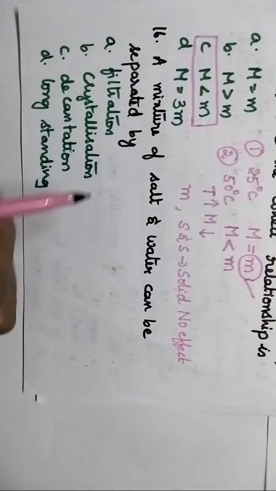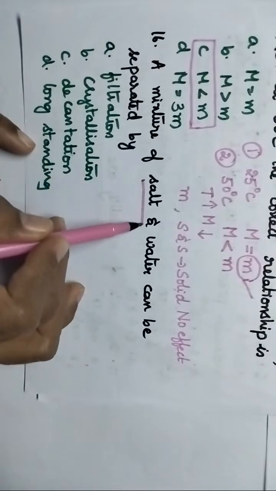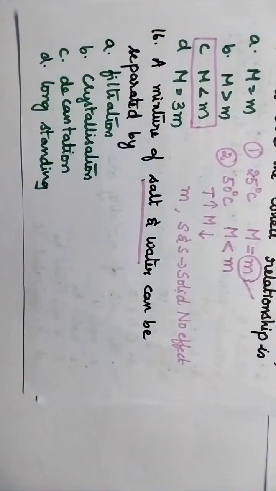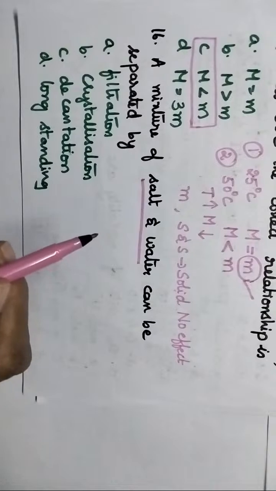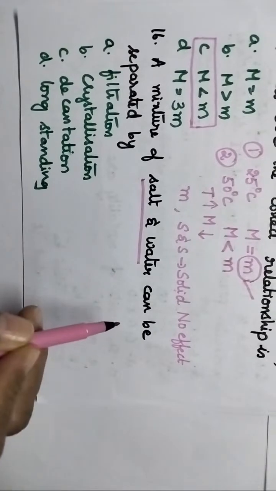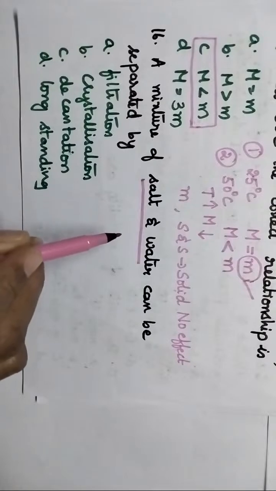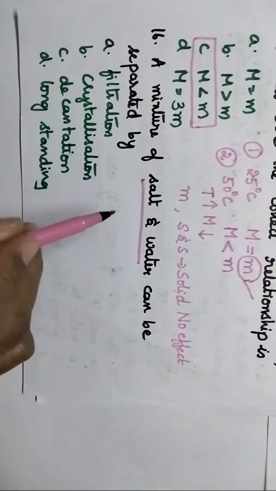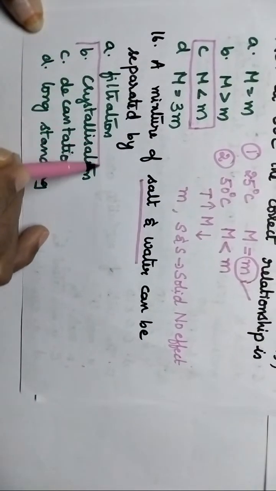It's again a logical question. A mixture of salt and water can be separated by... So it is just like seawater. So a mixture of salt and water can be separated by which of the following techniques? Very good. Rajeshwari, Bhavani, Suhani, they gave the right answer. By crystallization, salt and water can be separated. Very good.